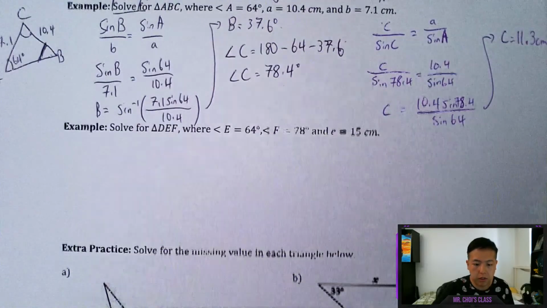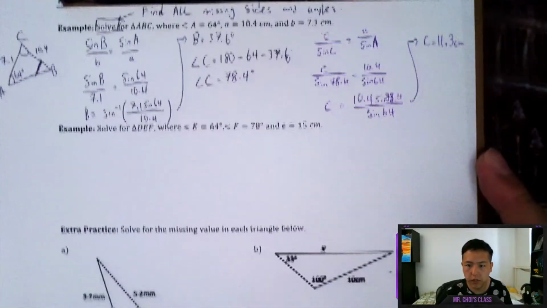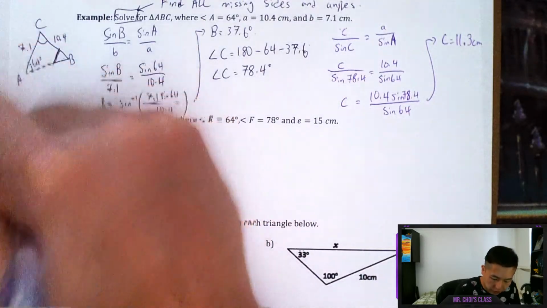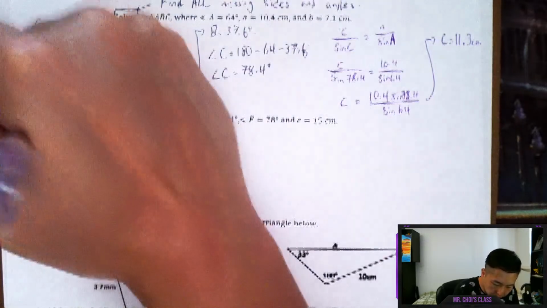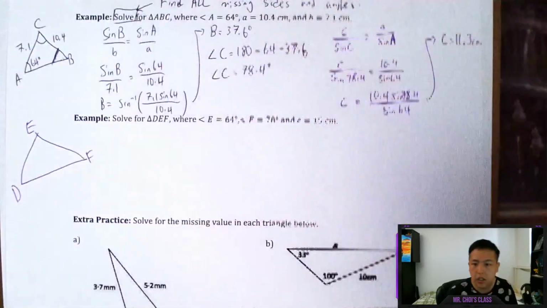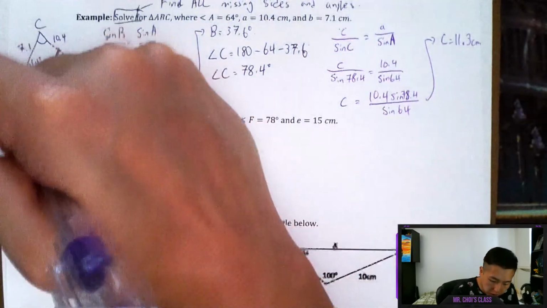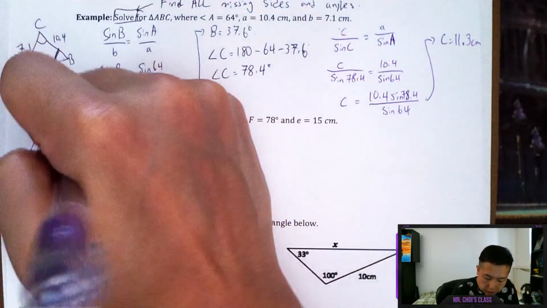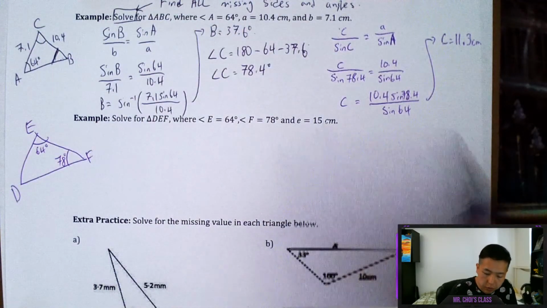What I'm going to do, I'm going to zoom out so you can see all of it here. Okay. I'm going to draw the triangle for you here. Okay, so setting up DEF. Let's write down what we know. We know angle E, which is 64. We know angle F, which is 78. And we know side e, which is 15.